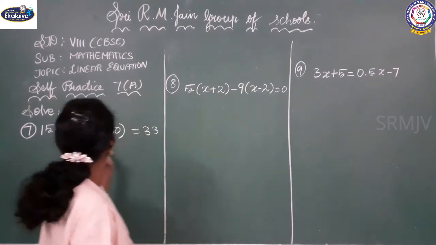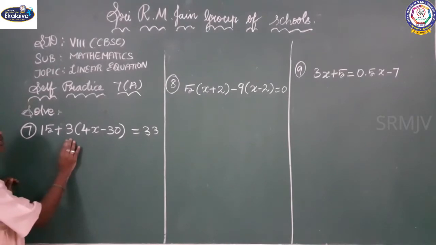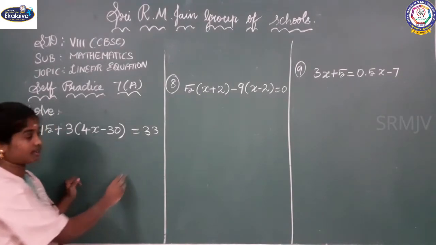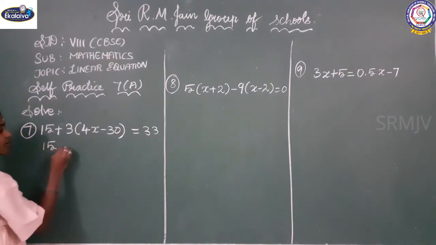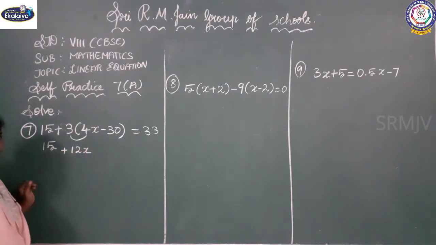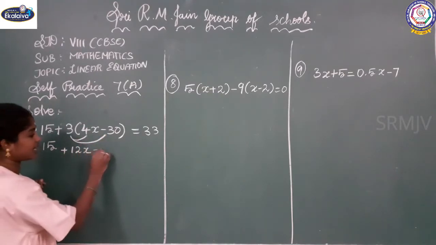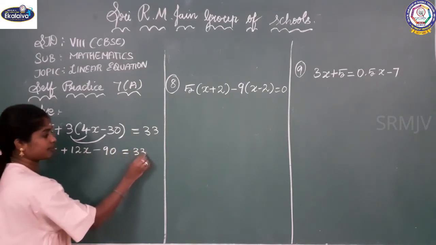Let us see the seventh sum. What is given? 15 plus 3 into 4x minus 30 is equal to 33. So 15 as it is I am writing, plus 3 4s are 12x, 3 into 4x, 12x, minus 30 into 3, minus 90 is equal to 33.